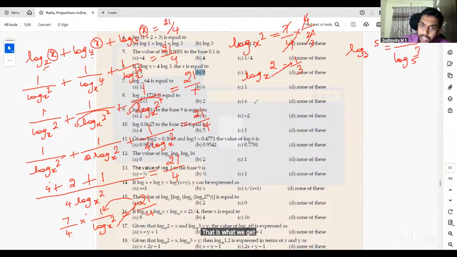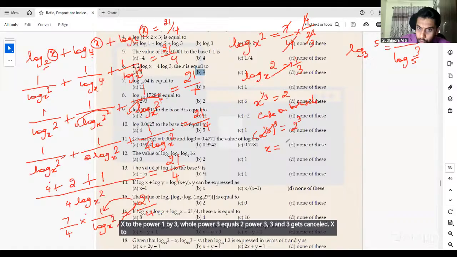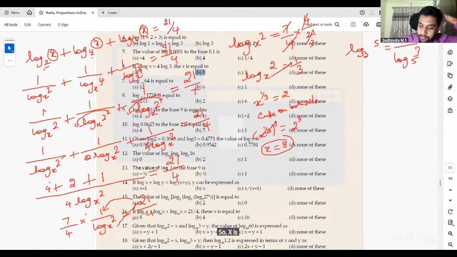Upon simplification, x to the power 1 by 3 equals 2. If x to the power 1 by 3 equals 2, cube on both sides. X to the power 1 by 3 whole power 3 equals 2 power 3. 3 and 3 get cancelled. X to the power 1, x is equal to 2 cube, 8. So x is equal to 8. Is that clear? Complete this. Those who are done, you can move on to question number 18.